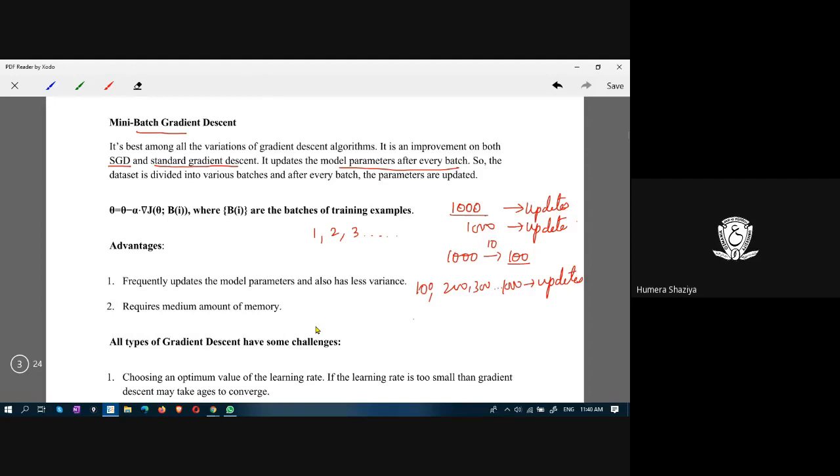Just observe here. These are our old weights. This is our learning rate. This is the derivative with respect to the loss function, where here you find the B_i denotes the batches. The ith batch. 1 to 100 is the first batch. So i will be 1, and totally 1 to 10.